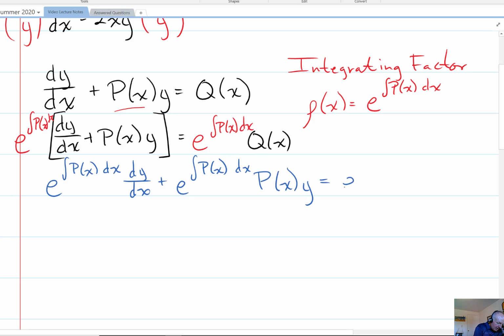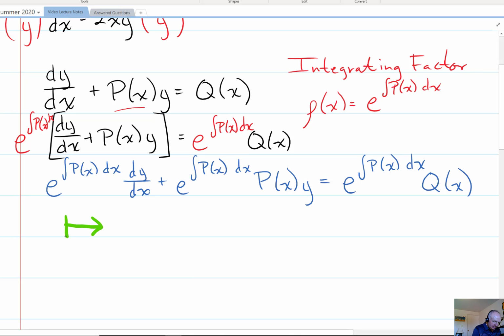And of course this right hand side stays where it's at. Q of x. Okay. Now it looks like we've made a big mess of this thing. Looks like we've made things way more complicated. But here's the tricky part. I'm going to take a little bit of an aside here. So this is kind of a little aside.